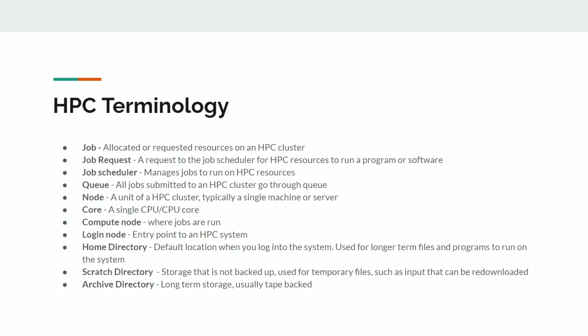And then some centers have what's called an archive directory. This is your long-term storage, where it's usually backed up, and sometimes it can be tape backed. So it has a magnetic tape that stores the data in a giant library, just because magnetic tape is one of the cheaper storage options per byte.